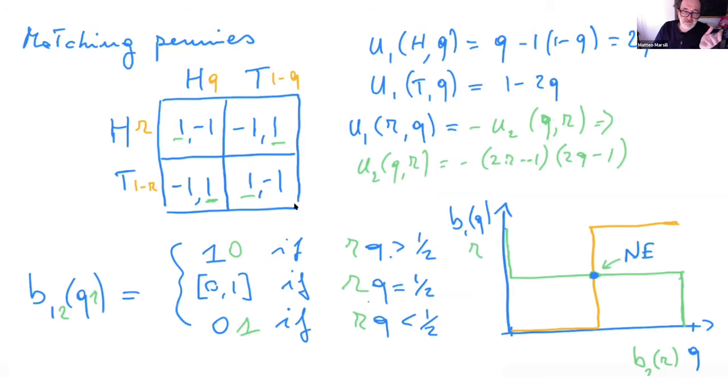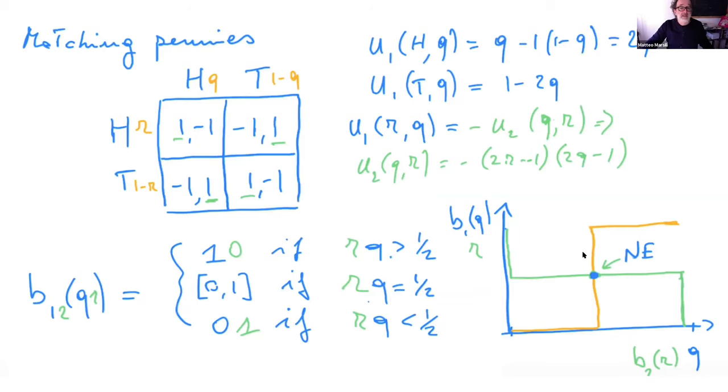You can do the same for player two and find what is the best response of player two against R. And you plot the best response of player two on this axis and against R on the other axis. And here you get another line like this. And you find that the fixed point is exactly at the point 1/2, 1/2, which means that the two players should randomize. And this is the only Nash equilibrium, okay?